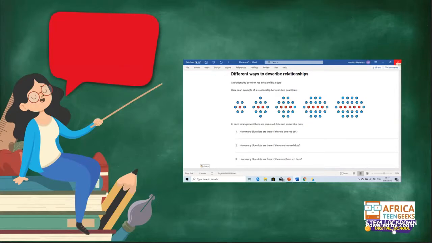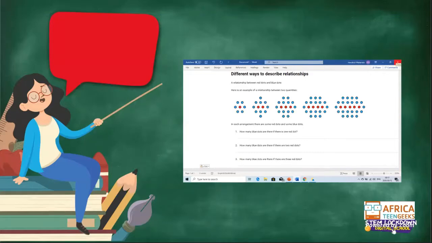So all that you need to do is to count. You can count 2, 4, 6. So there are 6 blue dots. Now we've answered the first one. The second one, how many blue dots are there if there are 2 red dots? I see the hands. Yes, please go ahead, Yolanda.